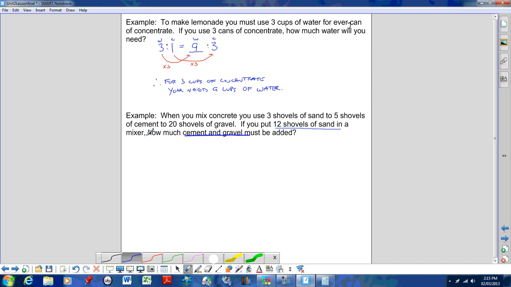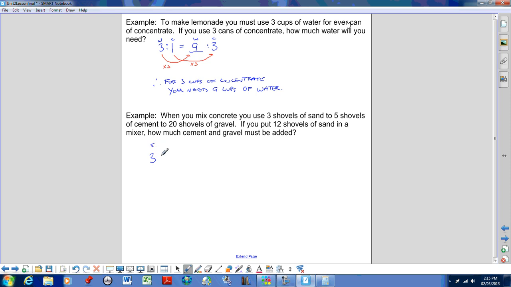So what we do is we set up the ratio that we know. So in the opening sentence, it said that I need 3 shovels of sand, I need 5 shovels of cement, and I need 20 shovels of gravel. I'm going to put 12 shovelfuls of sand in. How much of the other 2 components will I need?